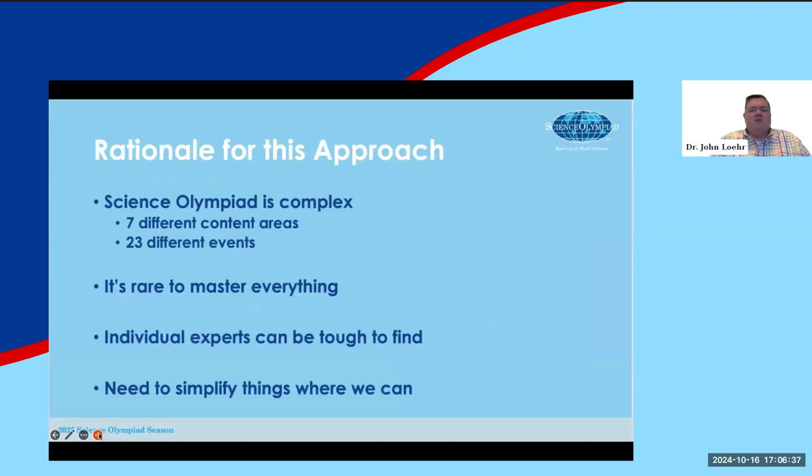And I want to start with this idea that first and foremost, I think we can all agree, Science Olympiad is complex. When you look at it, we're talking about 7 different content areas, right? Maybe you could even argue we get into 8 or 9, depending upon how you want to dice up some of the topics. And then it's not like you just have to worry about that content once, but multiple times, because there are 23 different events. And the truth of the matter is, both for us as coaches and especially our kids, it's rare to find someone that can master all of that, right? I think you can have pockets of excellence and there are definitely interest areas, but you're not going to have somebody that's going to be able to master everything.